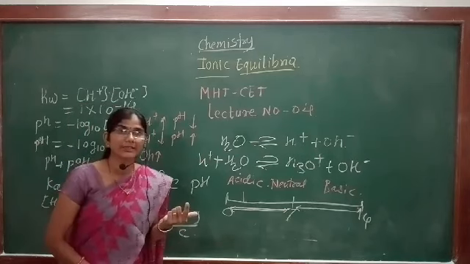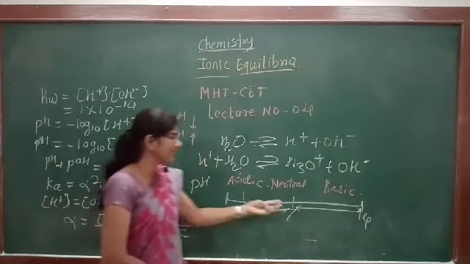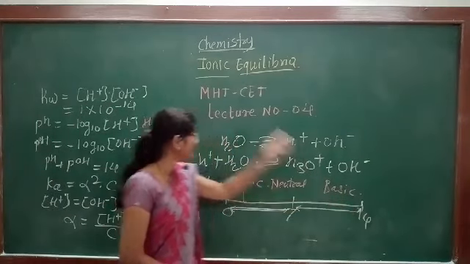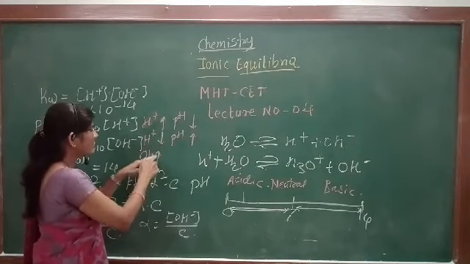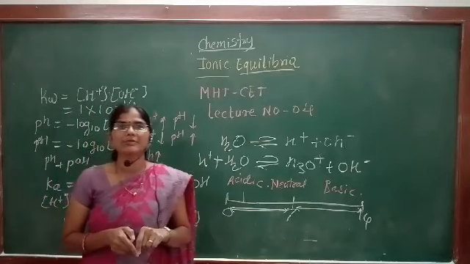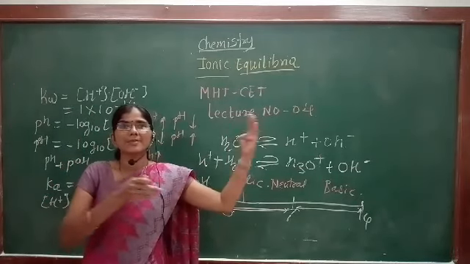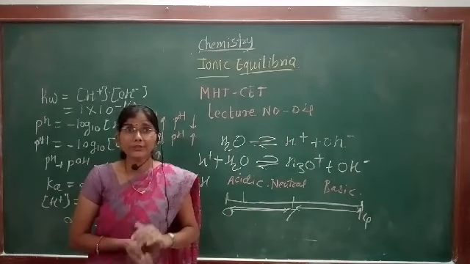And therefore the pH increases, that is, from 7 to 14. At that time, if the H plus ion concentration decreases, the OH minus ion concentration increases, and therefore the pH of that solution is in the range of 7 to 14.